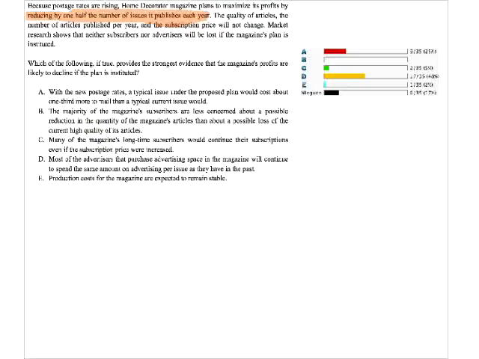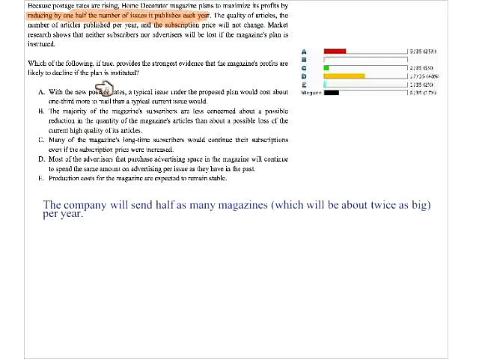So what this basically means is that the company is going to send half as many magazines, which will be about twice as big per year. We know they'll be about twice as big because they're saying the number of articles will not change, which means that there will have to be twice as many articles in each magazine. Well, maybe not twice as physically big, with twice as many articles is the best way to say that.